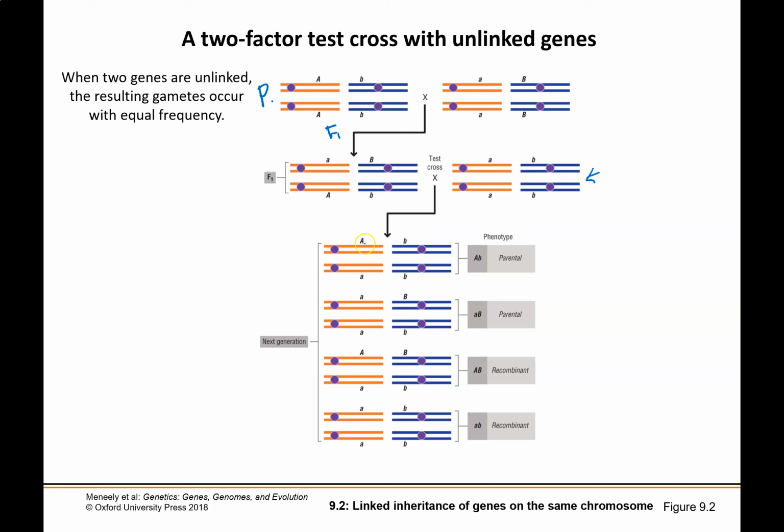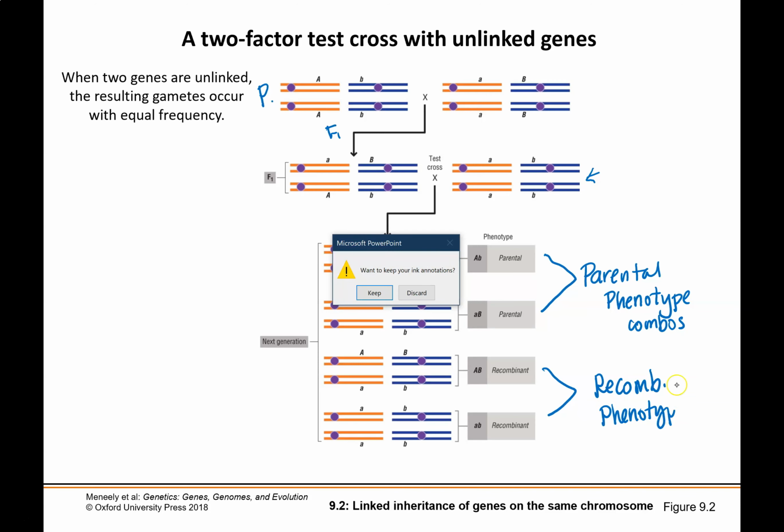We can get big A phenotype with little b. We can get little a with big B phenotype. We can get big A with big B phenotype. And we can get little a with little b phenotype. So these chromosomes here are the parental phenotype combos, and these ones here are the recombinant phenotype combos.